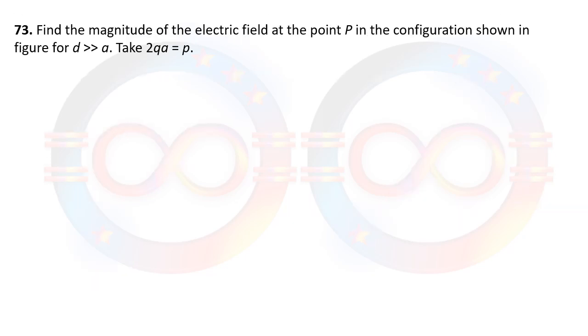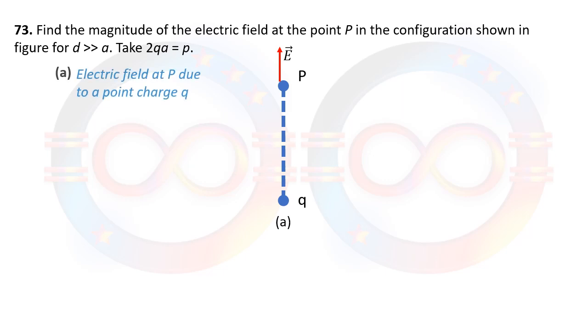Question number 73, find the magnitude of electric field at the point P in the configuration shown in the figure when D is much greater than A. Take P is equal to Q into 2A. First diagram, we have to find the electric field. Look at the point where Q is present and look at the point where we have to find the electric field. It is nothing but field due to a point charge, and the formula we have is E is equal to 1 by 4 pi epsilon naught Q upon distance square, distance is given D, and obviously it will be away from the charge if the charge is positive, this is the value.